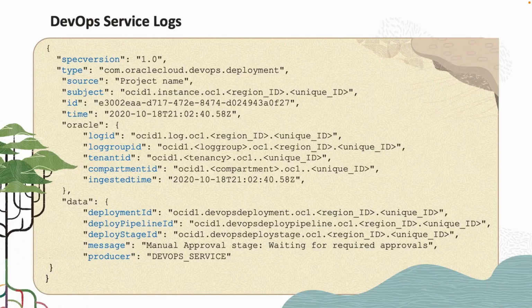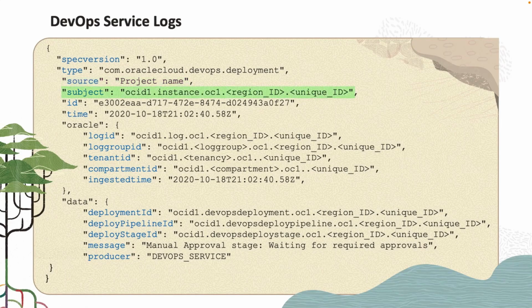The log construct is in JSON and it contains certain fields. The spec version is the schema version of the OCI logging service. The type, which is the category of the log; some of the possible values are build or deployment. The source is the name of the project that the log is associated with. It could also be an OCID, for example, the OCID of the build pipeline to which the log belongs.